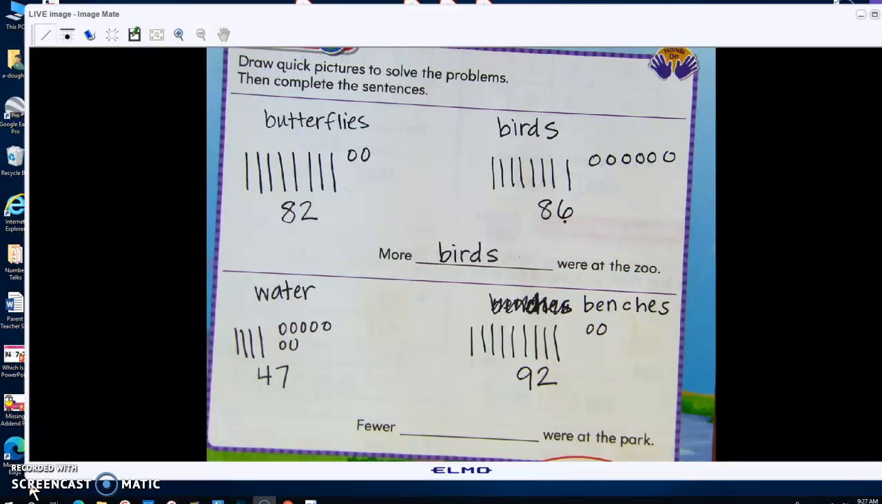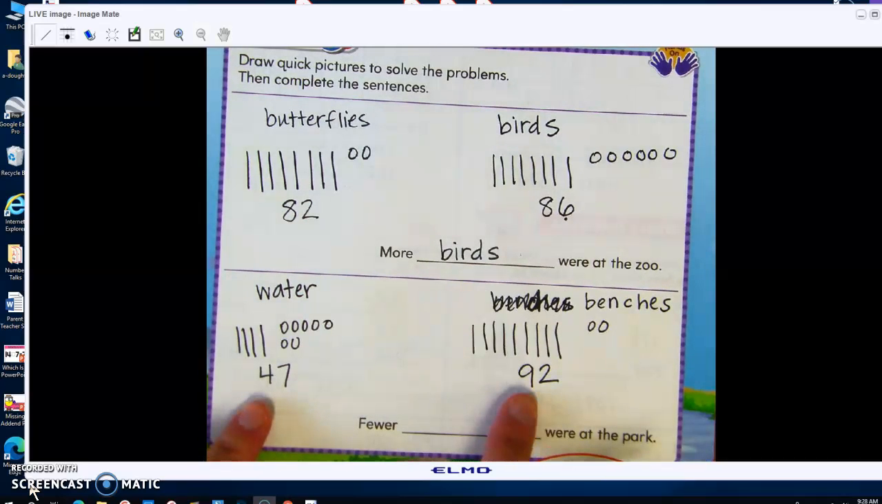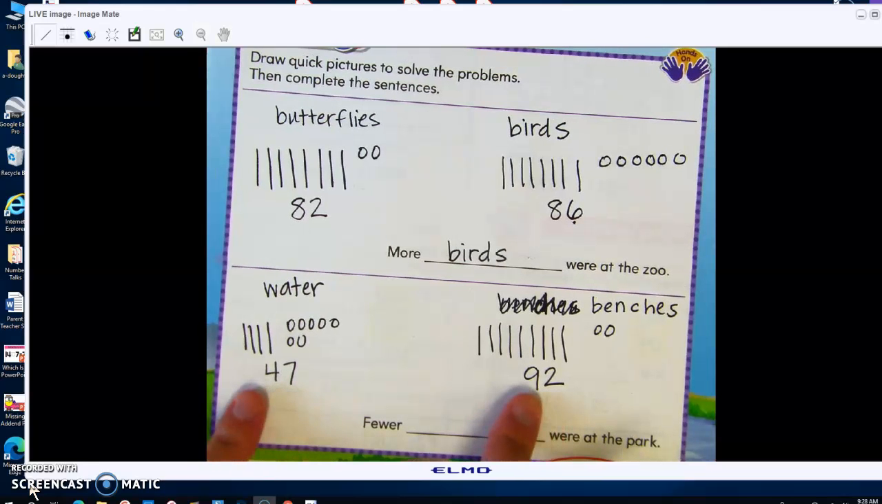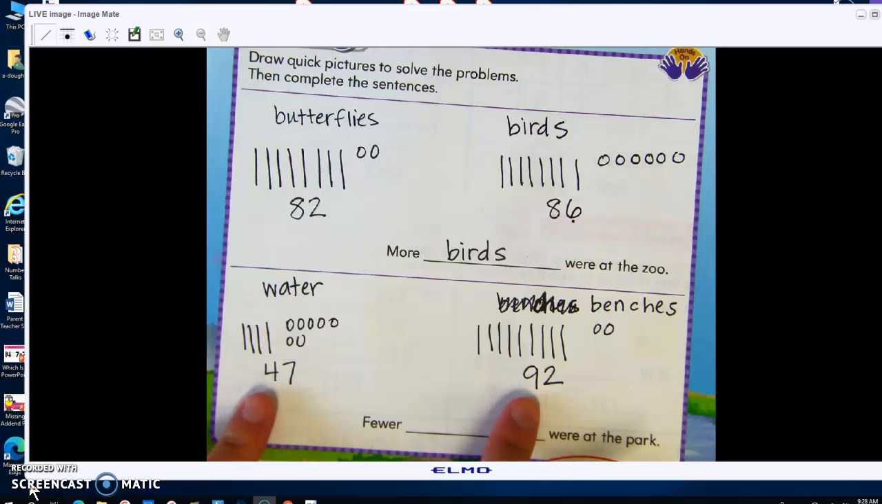Okay, now we look at the tens first. Okay? 4 and 9. Are those the same? No. So we don't even need to look at the ones. We just need to look at the tens. And I can already tell which one is fewer. Remember, fewer is the smaller number.